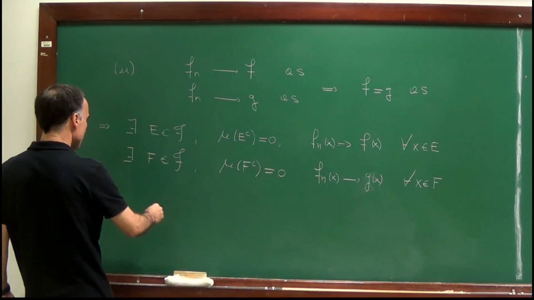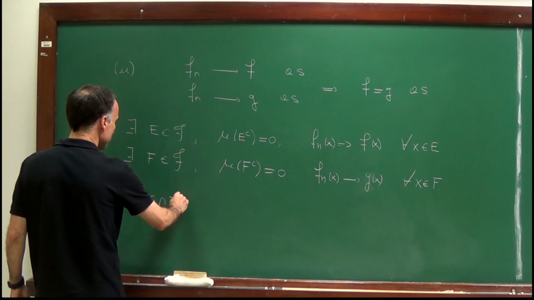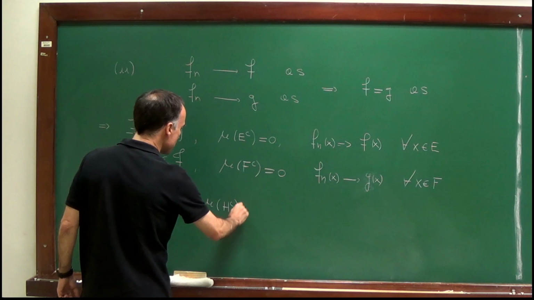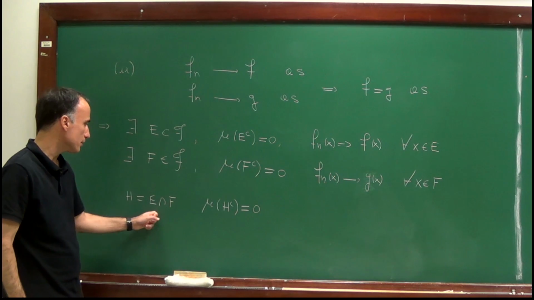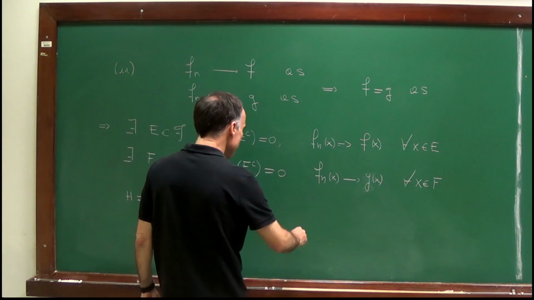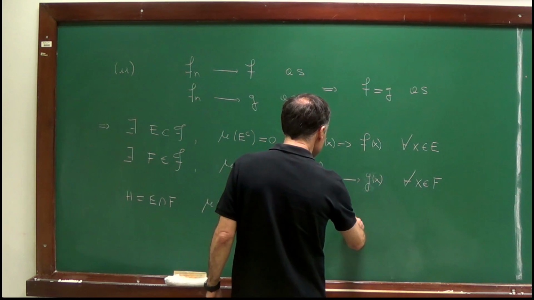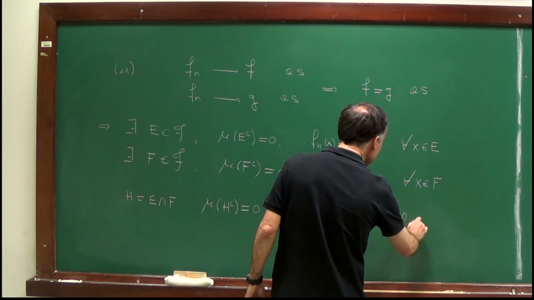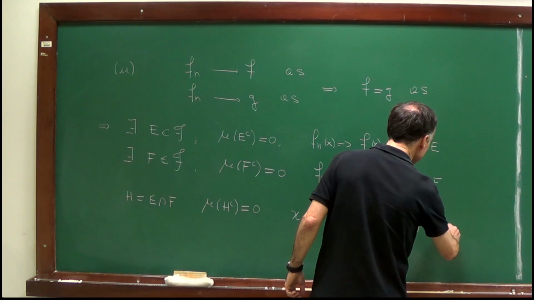So, if we take H as the set E intersection F, we have that on the one hand, mu of H complement is equal to 0, because the complement of H is the union of these complements, and both of them have 0 measure. On the other hand, if x belongs to H, G of x is the limit of f_n of x, but the limit of f_n of x is also equal to f of x.